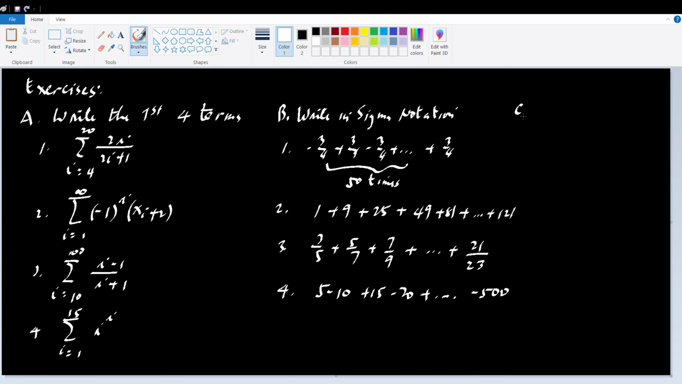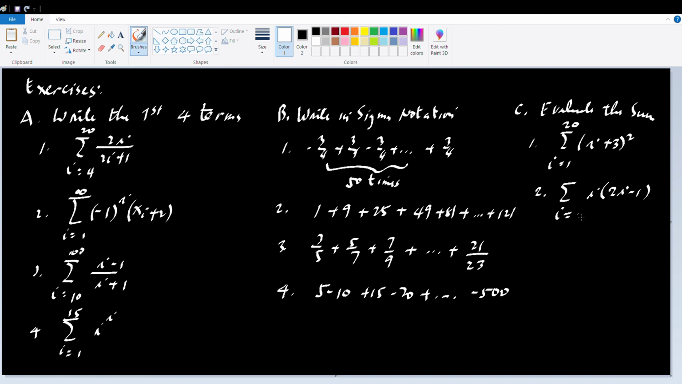And then letter C, evaluate the sum of the summation of (i plus 3) squared, i from 1 to 20, and the summation of i times (2i minus 1), i from 15 to 30. Okay?